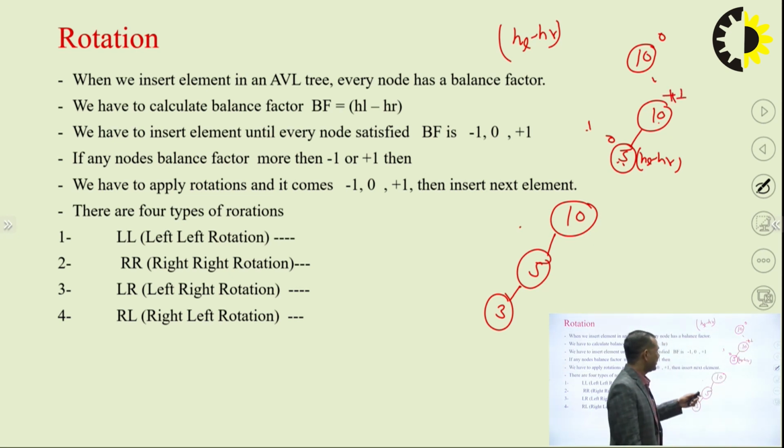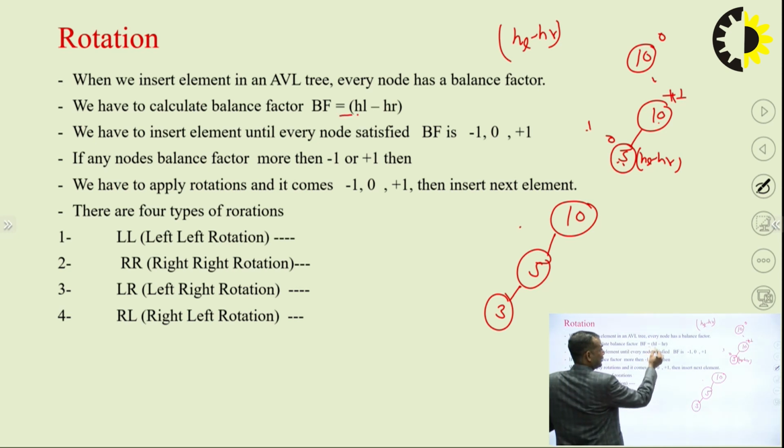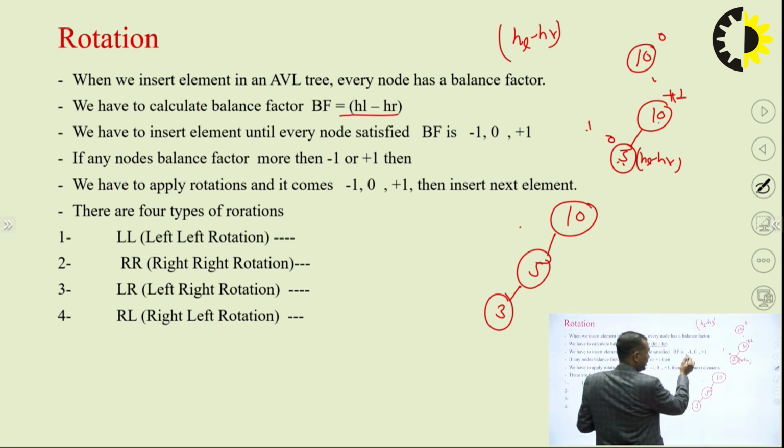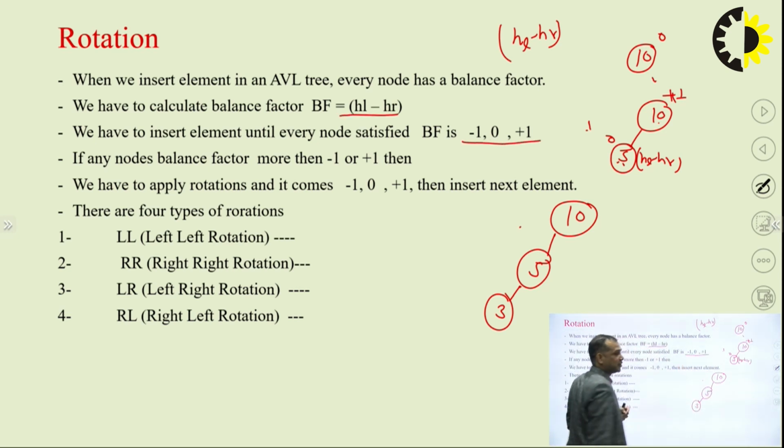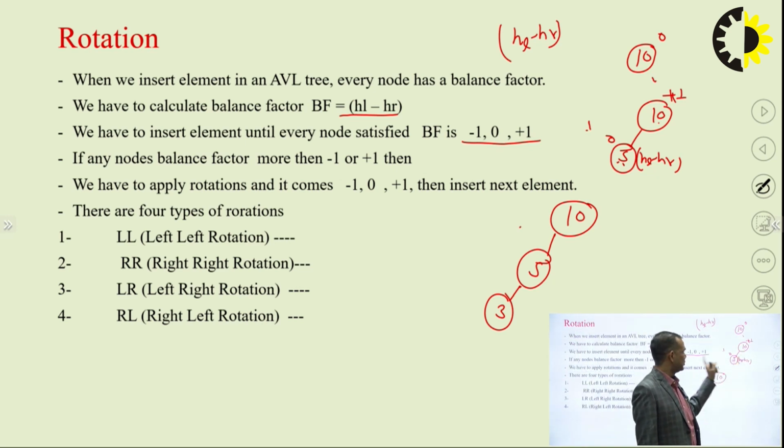So when we insert every node, we have to check the balance factor, and when we calculate the balance factor, its value should always be minus 1, 0, or plus 1. Every node must have the value 0, plus 1 or minus 1.